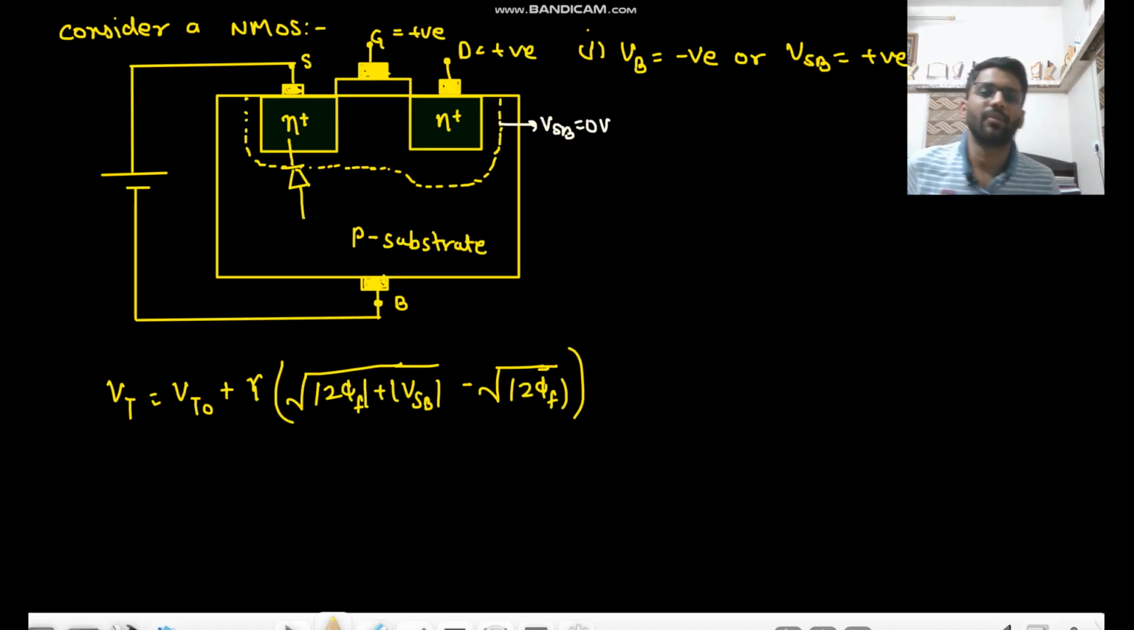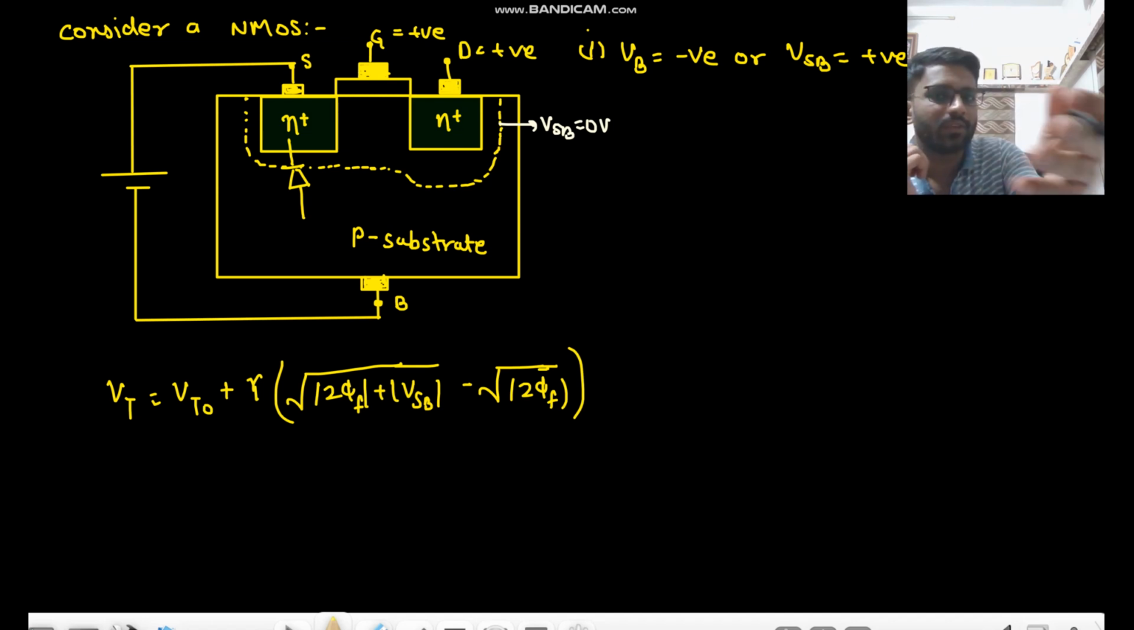So let us consider an NMOS circuit. This is a simple NMOS with an N plus gate terminal and source. Now we are taking VSB as positive. We are applying a positive voltage between source and body. If the source is at 0 potential, then the body would be at negative potential. So we are making VB negative, or VSB positive.